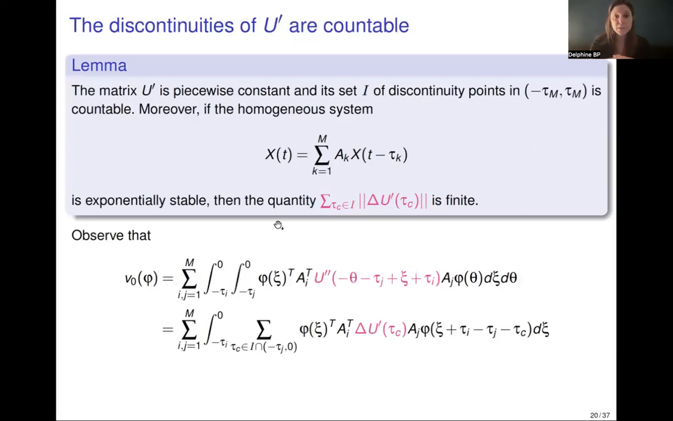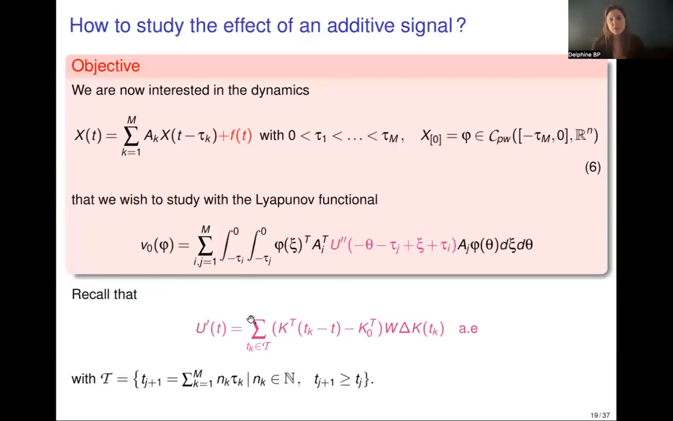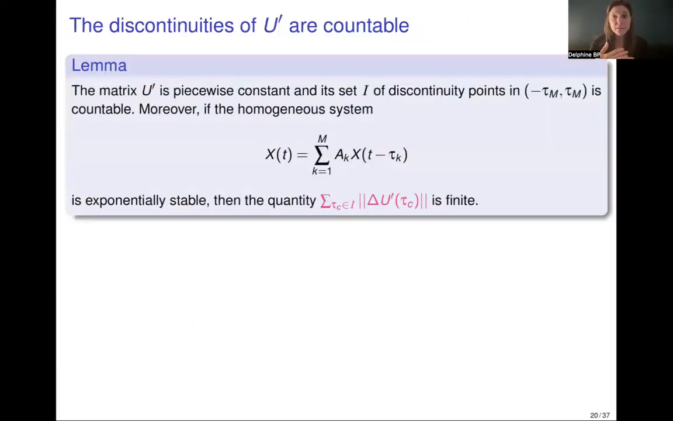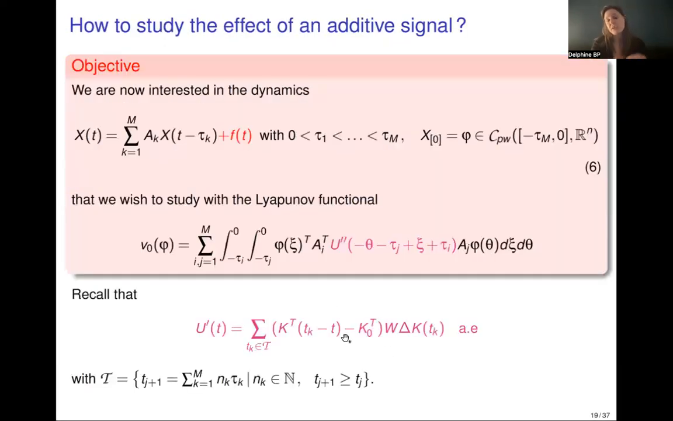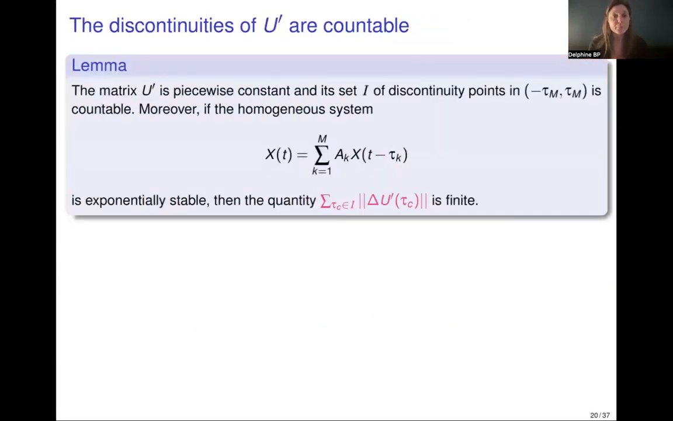We prove that the matrix U prime is, so as K is piecewise constant, U prime involves the fundamental matrix K, which is piecewise constant. So U prime in turn is piecewise constant. And then its set of discontinuities, you can prove that it is countable because it's the time such that tk minus t is equal to another tj, for instance. So you basically have an n squared, which is countable. So this quantity is finite.